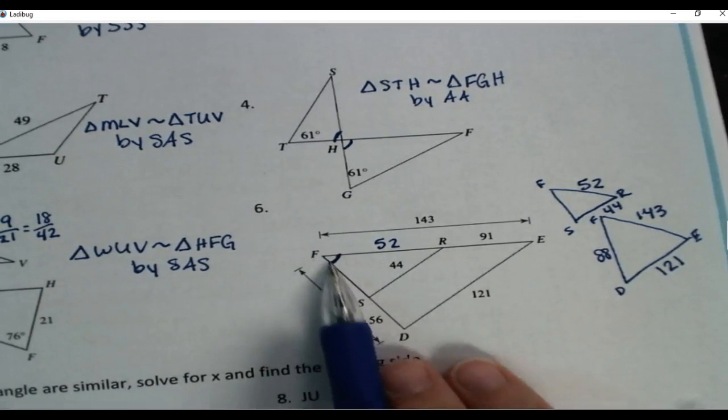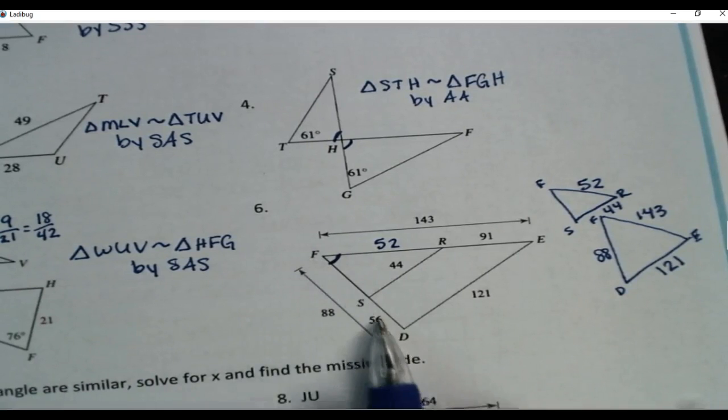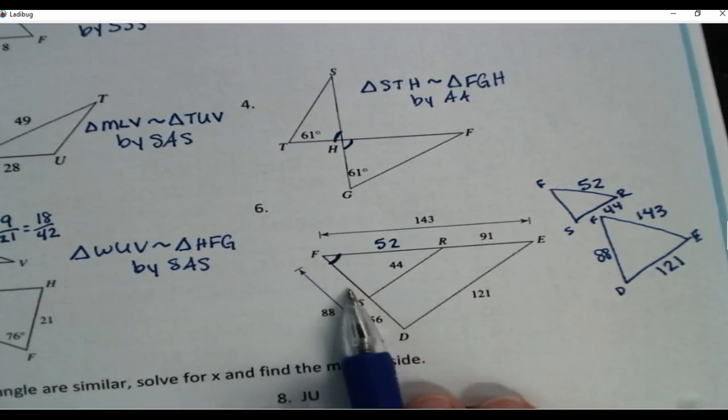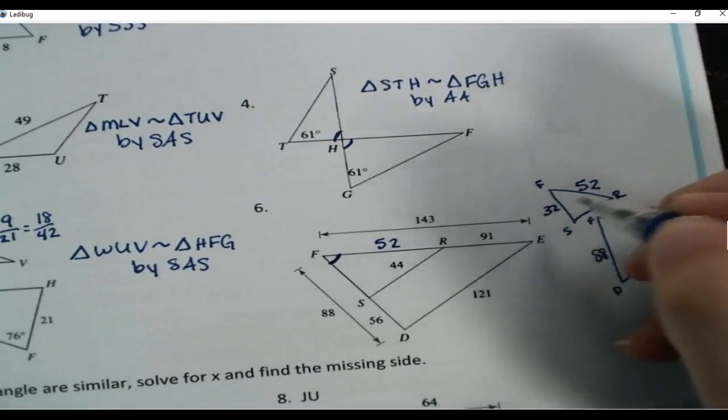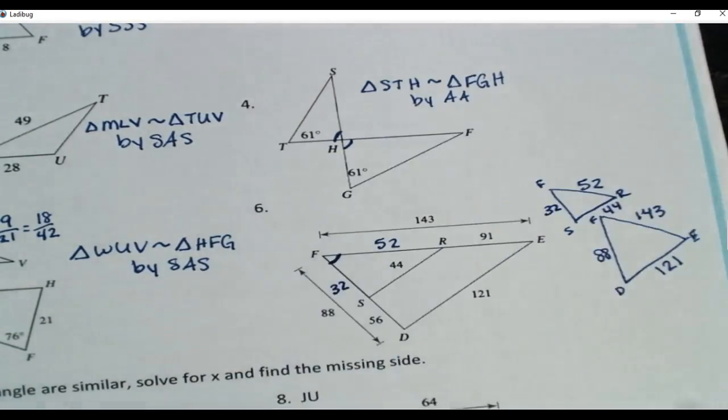And then we can do the same for FS. I know the whole thing FD is 88. The bottom part is 56. So what's the top part? 32. Good.